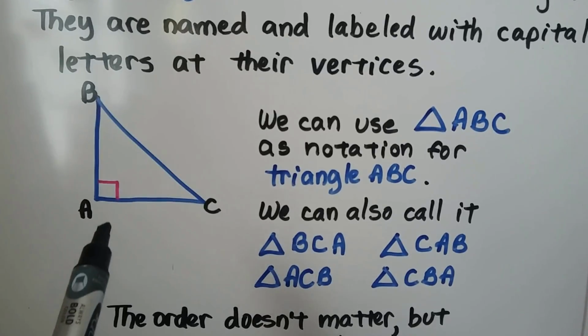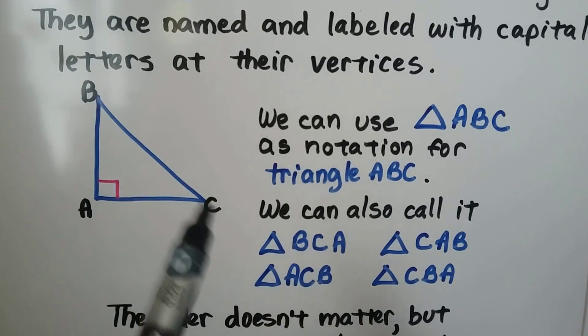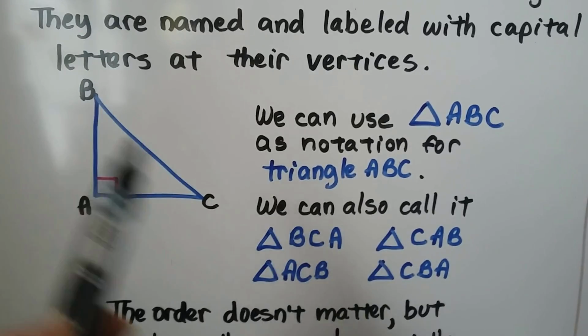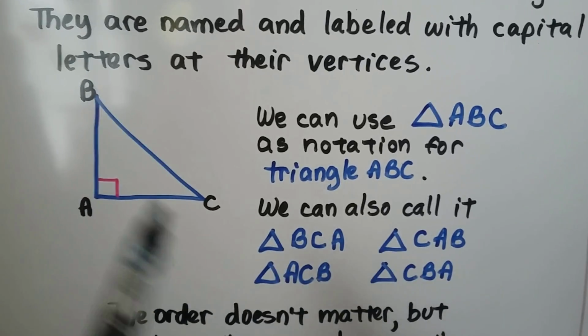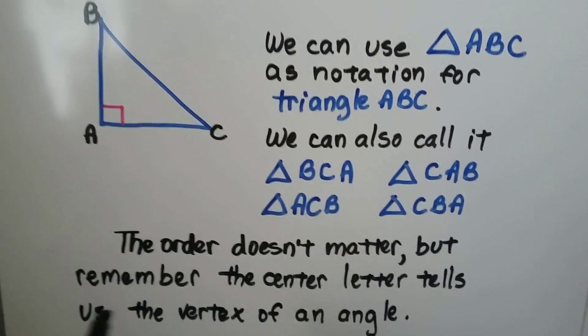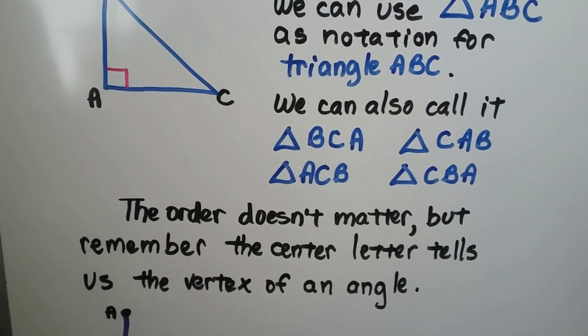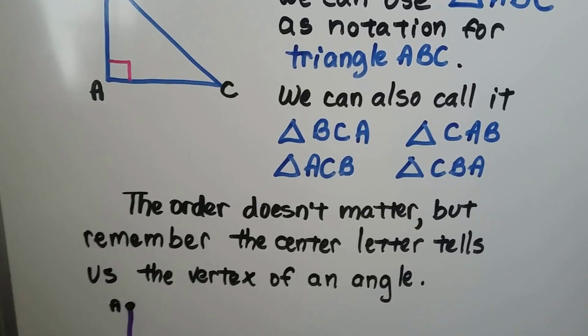And it doesn't matter the order of the letters. We can call it BCA. We can call it CAB. Any one of these would identify that triangle. The order doesn't matter, but remember the center letter tells us the vertex of an angle.